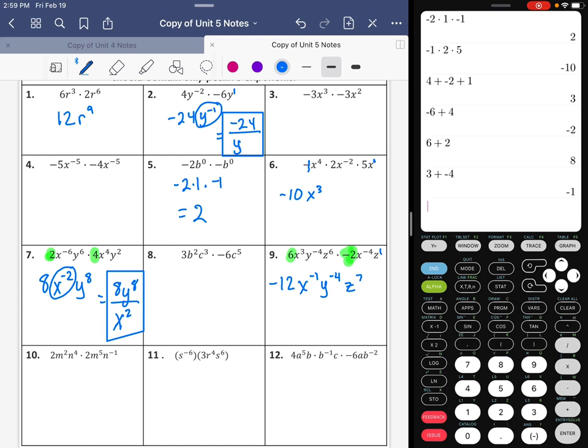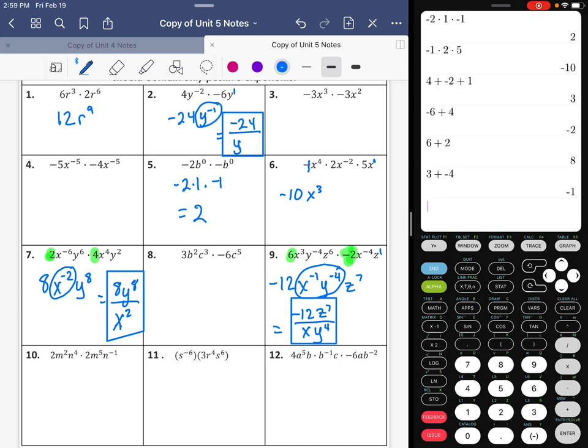And then for this one, the x and the y both have negative exponents, so they both have to go to the denominator. Negative 12 does not have a negative exponent, so it can stay in the numerator with the z. And then we have x to the negative 1, so that's going to become x to the positive 1. I don't need to write that 1. And then y to the negative 4 is going to become y to the positive 4. So this is our answer for that one.